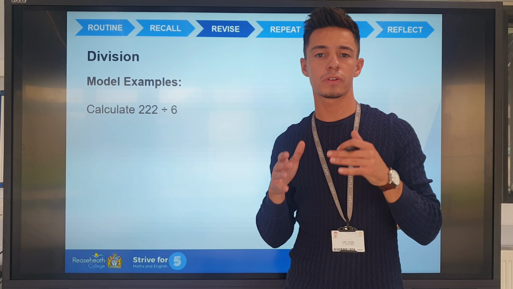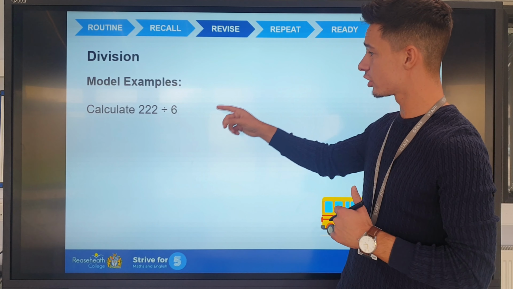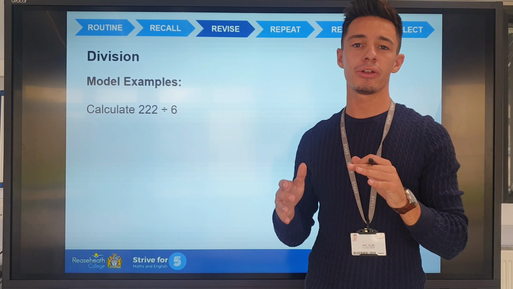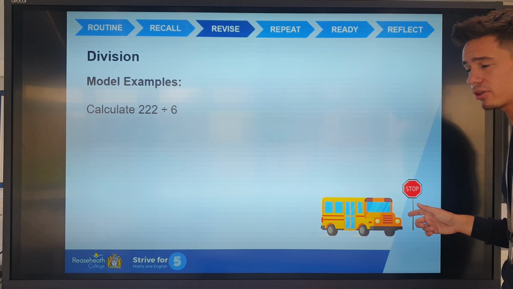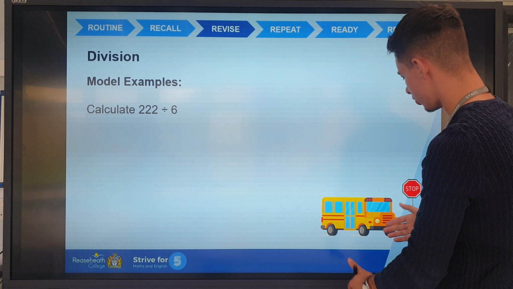Right guys, so we've just looked at multiplication, so now what we're going to do is progress it and look at some division, okay? There's one method that I think is the master method that every student should try and use, and that is the bus stop method, okay? So whenever you see division, you must think bus stop.